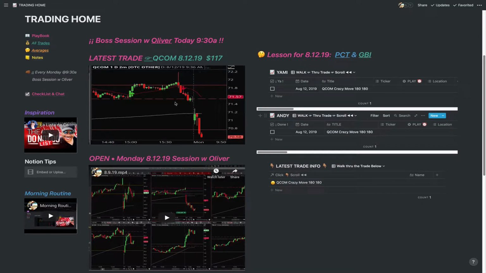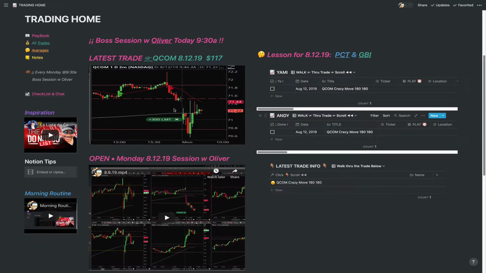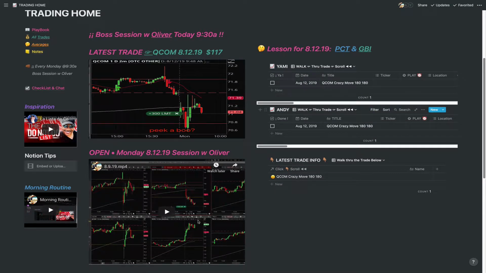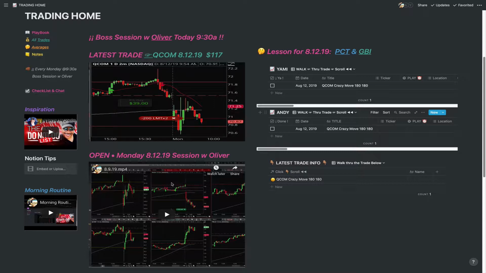All right, man. So with Notion, I have made a new little homepage for trading. And so I put the trade I made this morning right here, the latest trade. And here's the opening with the whole morning of all the stocks, the six of them. So that was with Oliver this morning because we get to join the chat room on Mondays.